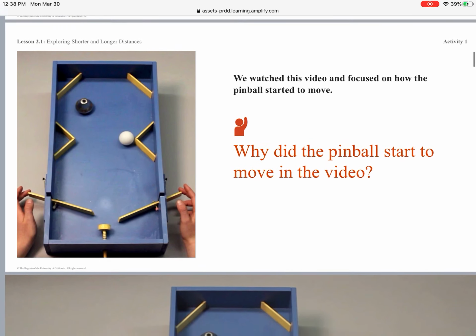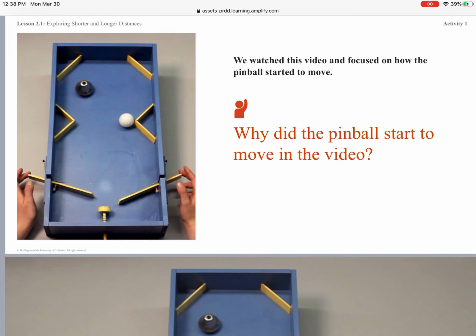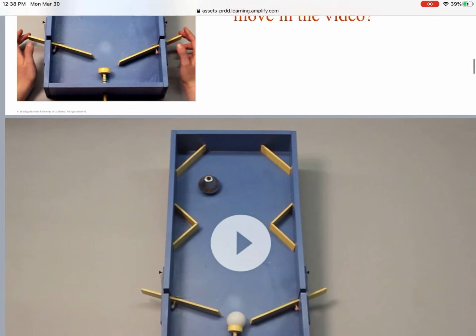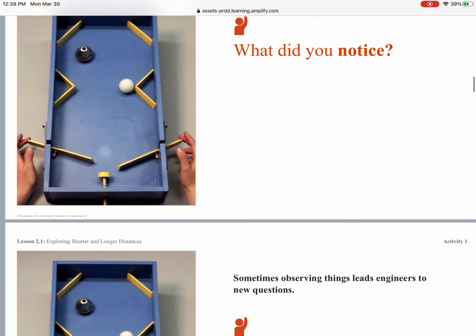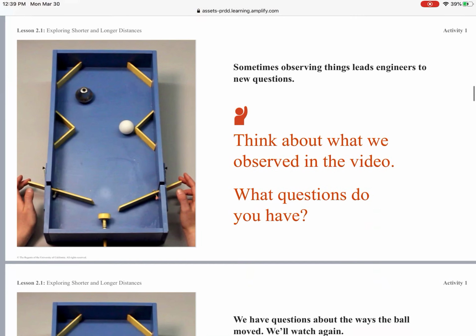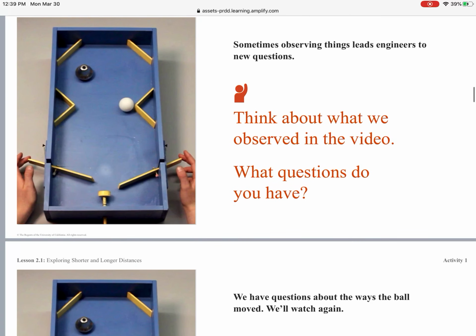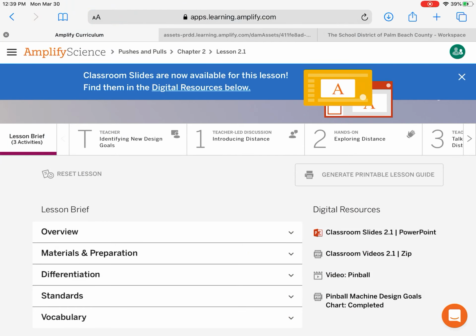Why did the pinball start to move in the video? Because we saw that the person is moving the handles to move the pinball. What did you notice? Think about what we observed in the video. What questions do you have? So I'm going to go back so you can watch the video.